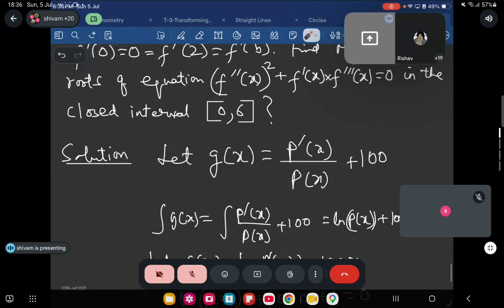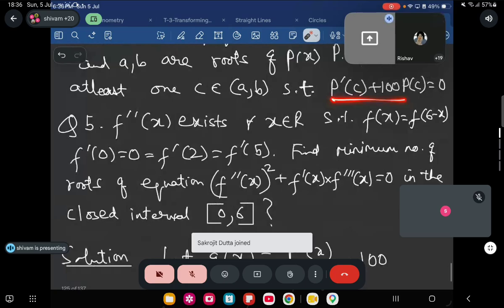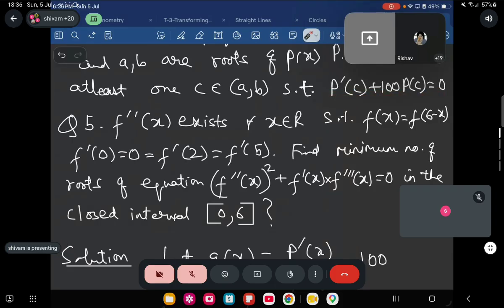Over here, I started with g of x equal to p dash x by p of x plus 100. Yes or no? Why did I start with this? Because see, I need to get up to this form, right? So I need to create a function such that after differentiating, we are getting this form equal to 0. Getting my point? Tell me.